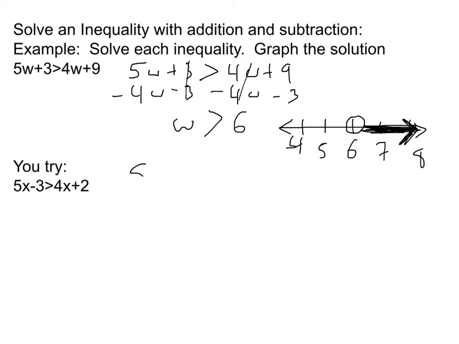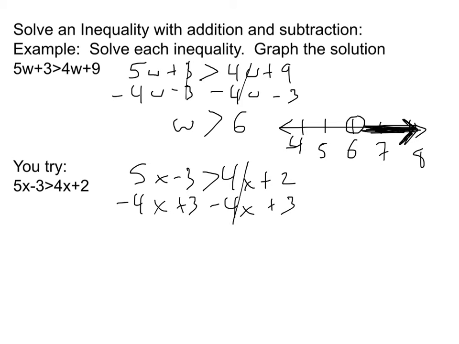Okay, so I've got 5x minus 3 is greater than 4x plus 2, so I subtract 4x, and I add 3 to both sides. My 4x's cancel, my 3's cancel. This gives me x is greater than 2 plus 3, which is 5. Draw your number line.